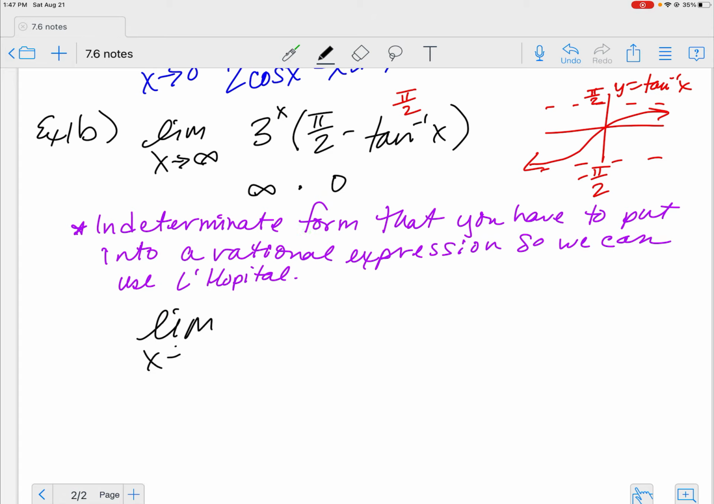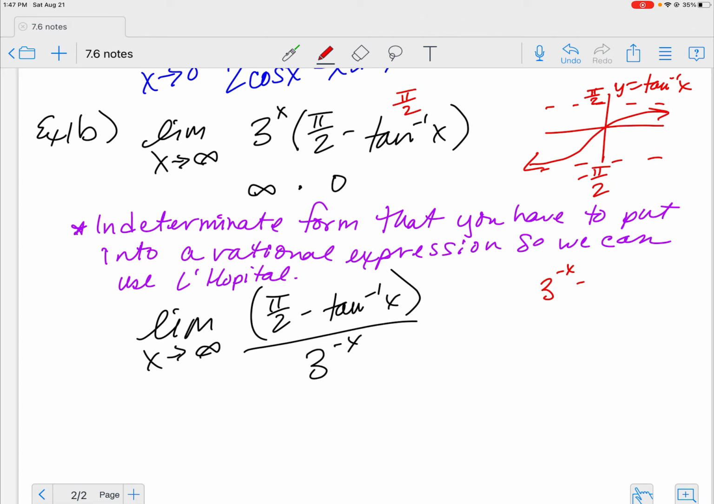So if I take the limit as x approaches infinity here of pi over 2 minus the inverse tangent of x over 3 to the negative x, when I plug in infinity now, I'm looking at 3 to the negative x, which is the same thing as 1 over 3 to the x. So if that goes to infinity, then 1 over infinity always goes to 0, right? So that's going to be the same thing.